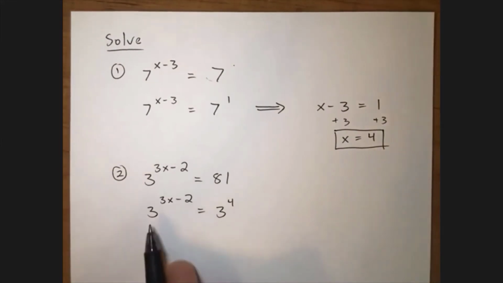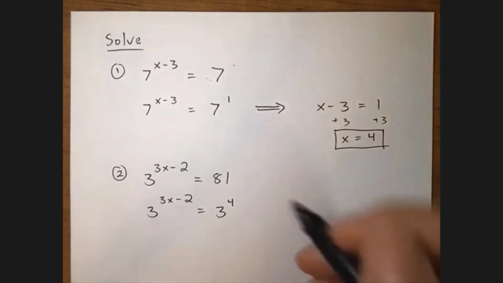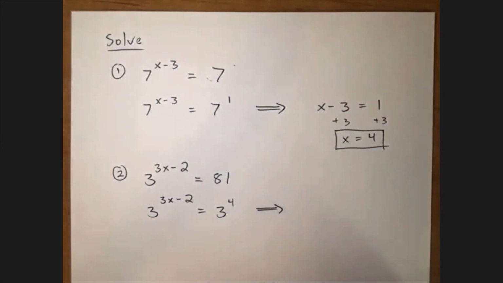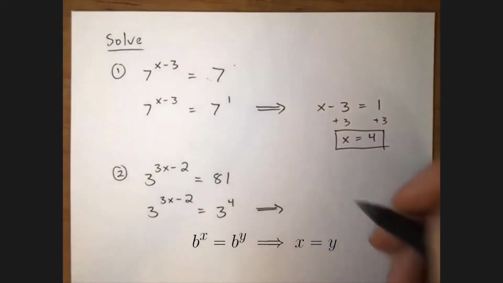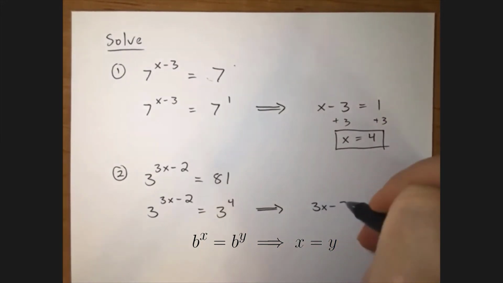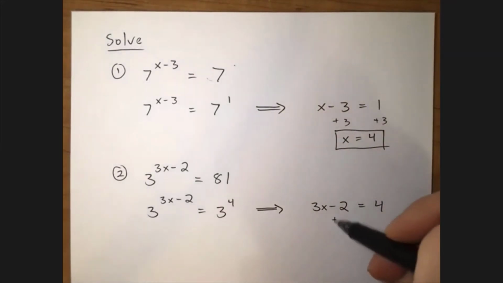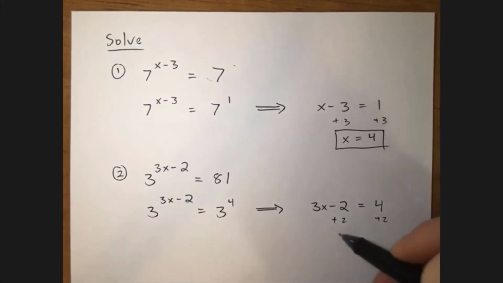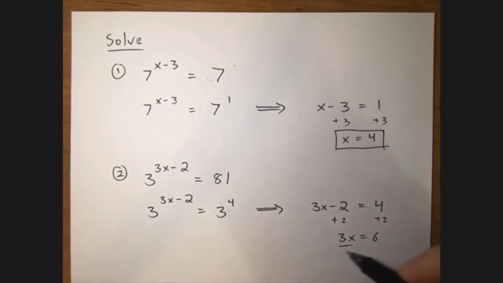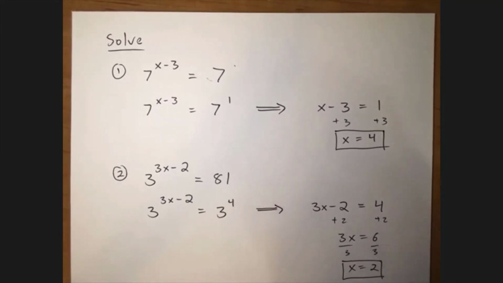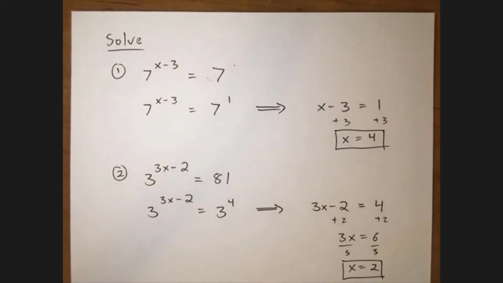Now that I have the same base, I know from the one-to-one property of exponential functions that 3x minus 2 must equal 4. And that's just the one-to-one property. And now I can solve this by adding 2 to both sides, dividing both sides by 3, and my answer is x equals 2.